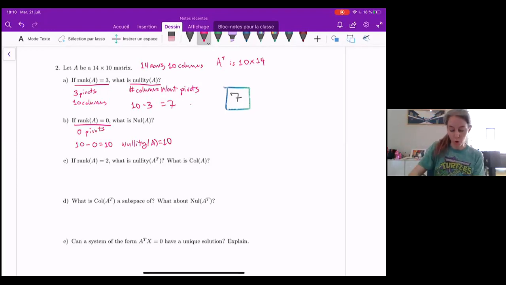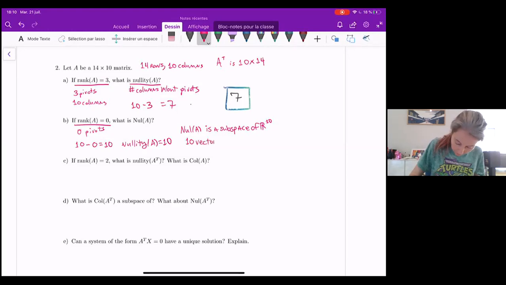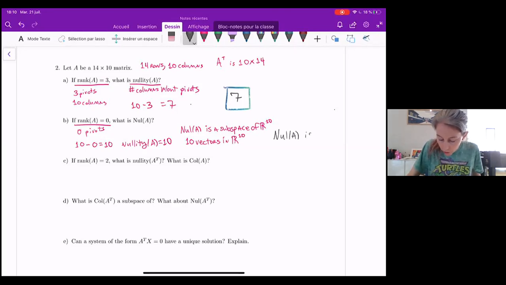But we also know that the null space is a subspace of R10. A subspace of R10 because there are 10 columns. What does 10 vectors in R10 span? It spans R10. So we have that the null space is actually the whole space.